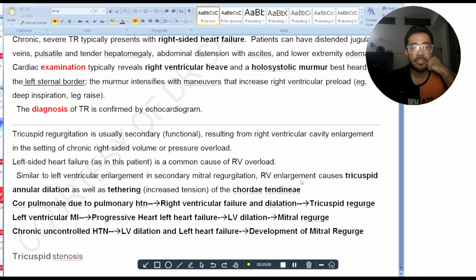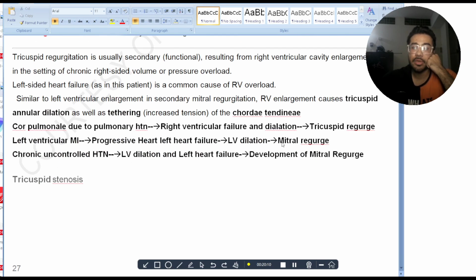So I've summarized all the important scenarios that pertain to this paragraph. So, cor pulmonale due to pulmonary hypertension. If a patient has pulmonary hypertension and develops cor pulmonale, which is failure of the right heart, right ventricular failure and dilation would eventually result. And that dilation of the right heart would cause the development of secondary tricuspid regurg. This is what this paragraph tries to say. That tricuspid regurg is due to the dilation of the annulus.